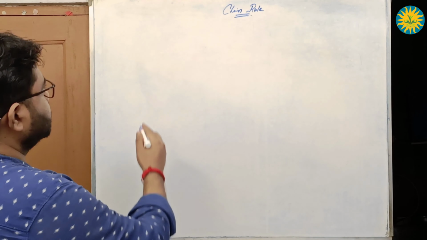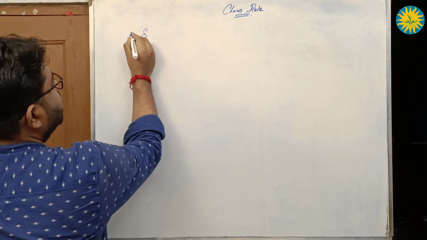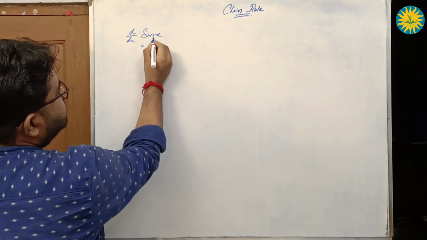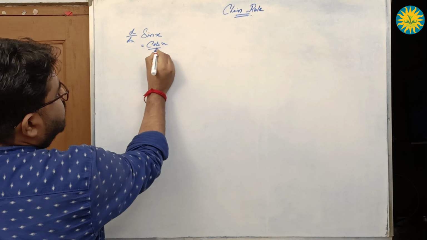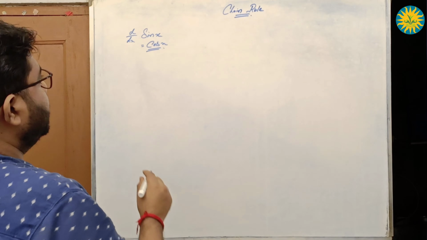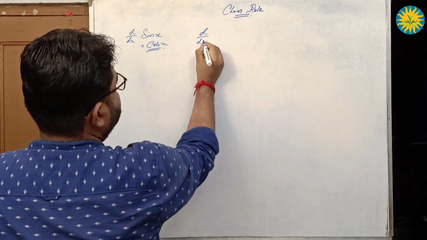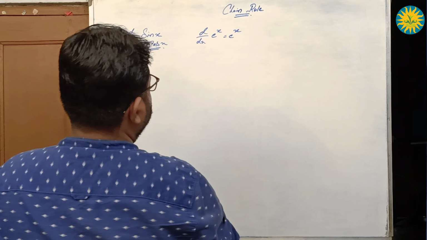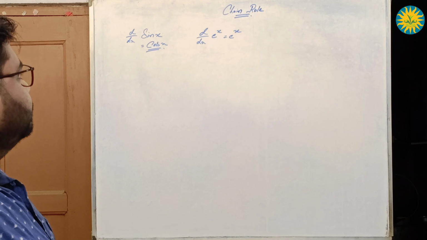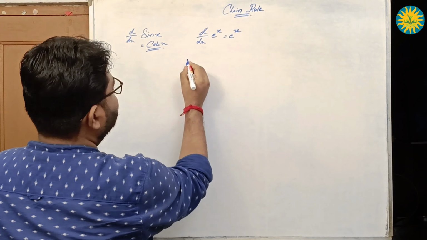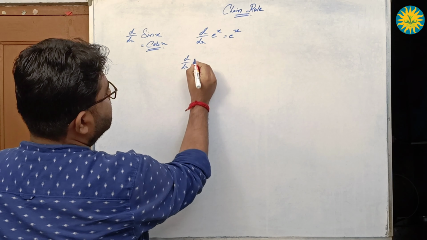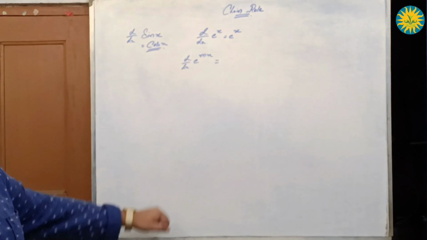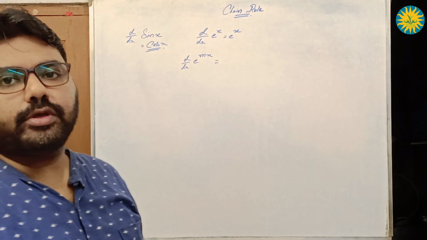Suppose we know d/dx of sin x is cos x. We know this formula. And d/dx of e to the power x equals e to the power x. Okay, these are the normal formulas. But if we have to find the derivative d/dx of e to the power mx, what will be the answer? What will be the answer of this d/dx of e to the power mx?